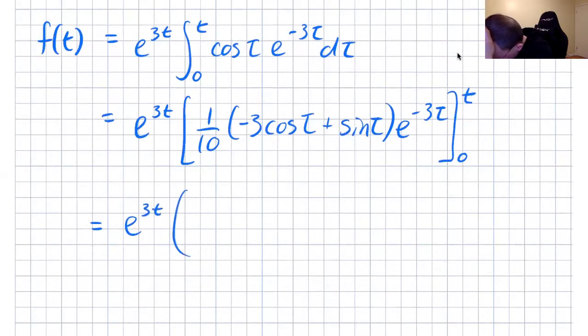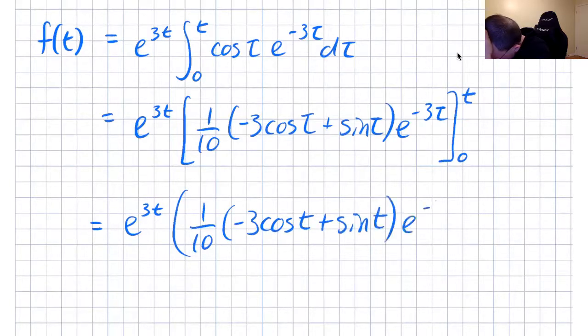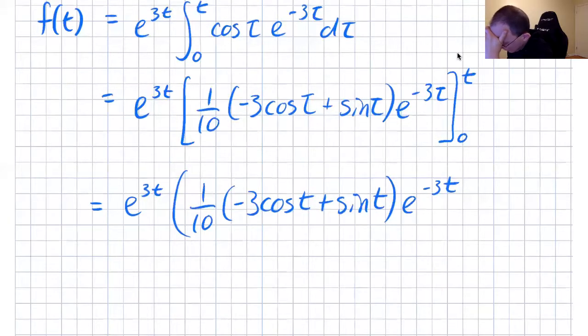What do we get? Okay, so replace the taus with t, and then minus 1 over 10 times minus 3 times 1 plus 0, e to the 0, which is 1. So times 1.